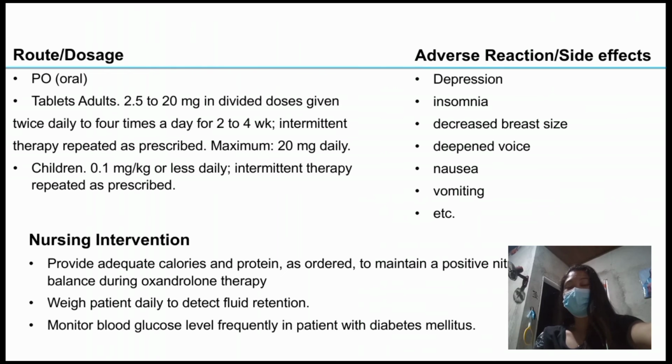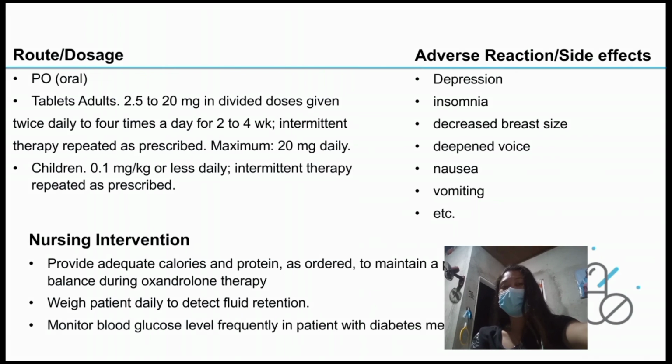The adverse reactions and side effects are depression, insomnia, decreased breast size, deep voice, nausea, vomiting, etc. For the nursing intervention, provide adequate calories and protein as ordered to maintain a positive nitrogen balance during oxandrolone therapy. Weigh the patient daily to detect fluid retention. Monitor blood glucose level frequently in patients with diabetes mellitus.